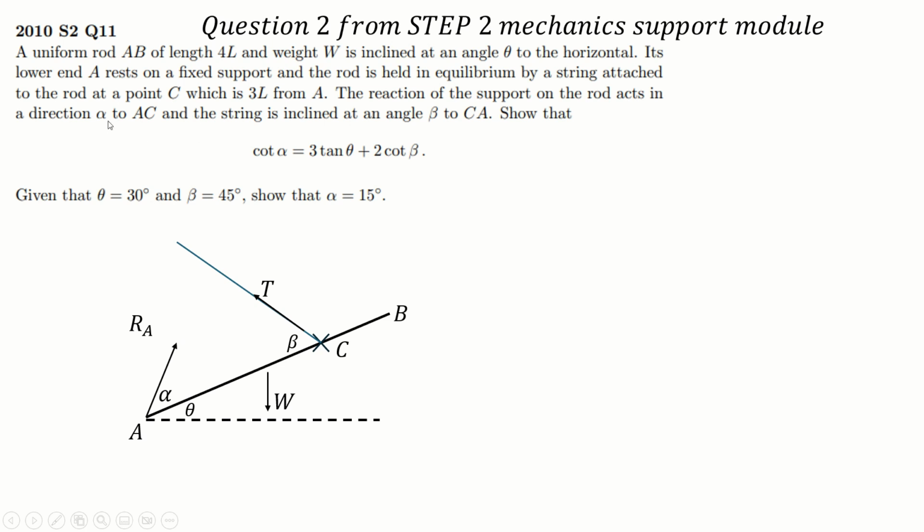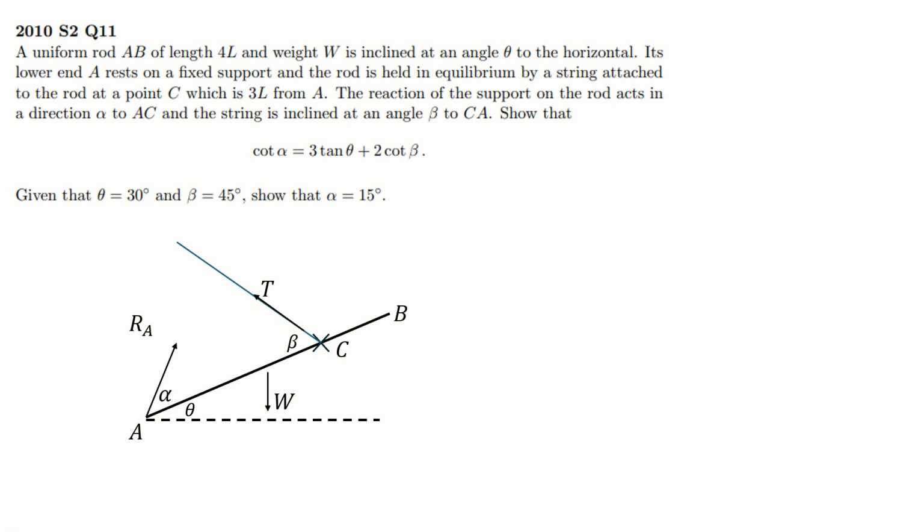We've also got a string attached to C, which is 3/4 of the way along, so this distance here is 3L. The string obviously has tension supporting it, going in this direction somewhere, with angle beta to the rod. So that's everything in the picture, all drawn nicely. We'll do the usual things in these questions: resolve forces horizontally, resolve forces vertically, and take moments somewhere.